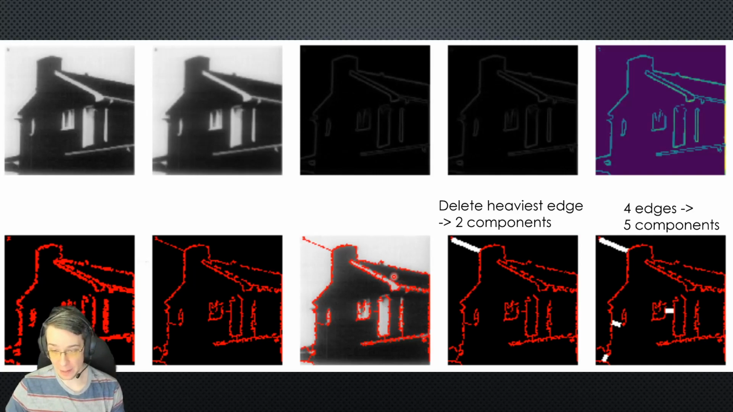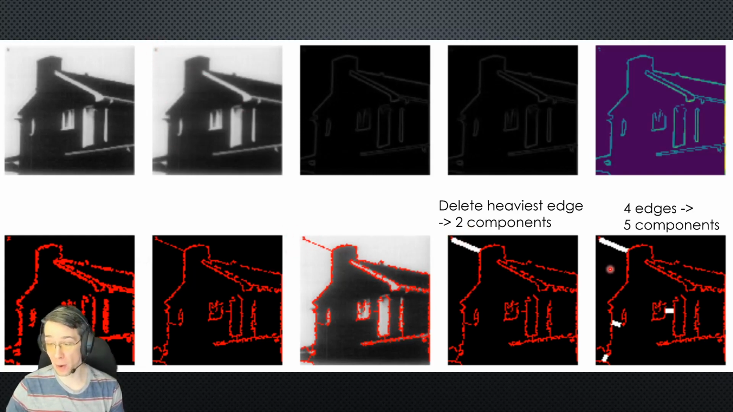And so, for example, if we take this MST that we got from curvilinear feature extraction, we delete the heaviest edge, we're going to be left with 2 components. Right, that's what ends up happening here in this example. We have 2 components. So whatever this is far off in the top left of the sky, it gets separated from the house.